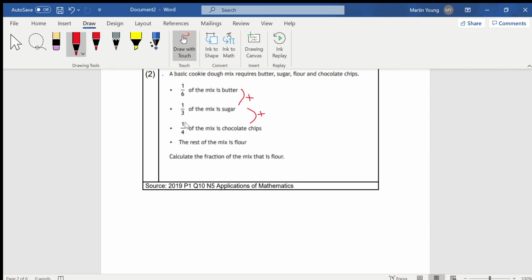What I'm really looking for is the lowest common multiple of the denominators. So that's 6, 3 and 4. What's the lowest common multiple of those? That's the easiest way to do it.